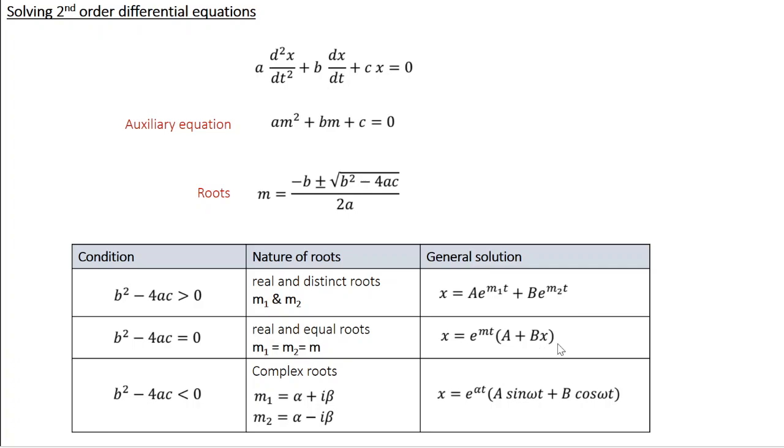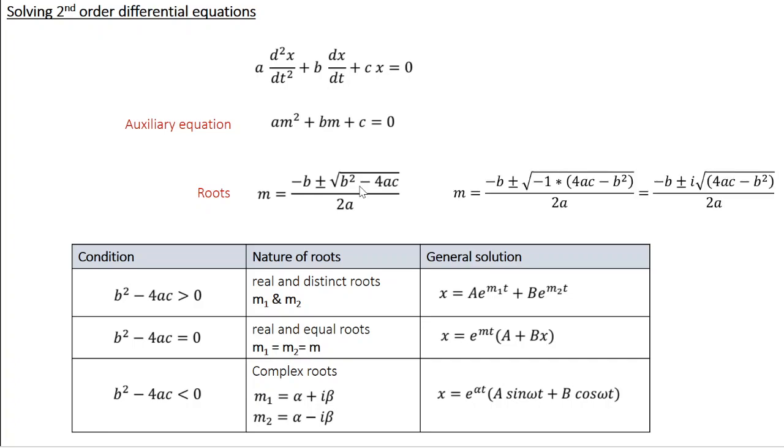Oscillatory behavior comes in the third condition, b squared minus 4ac less than 0. Now here what happens? The term inside the square root is a negative term, so you are going to get an imaginary number. Let's see how that happens. So since b squared minus 4ac is a negative number, I can write it as minus 1 into 4ac minus b squared. Here 4ac minus b squared is a positive number, right?